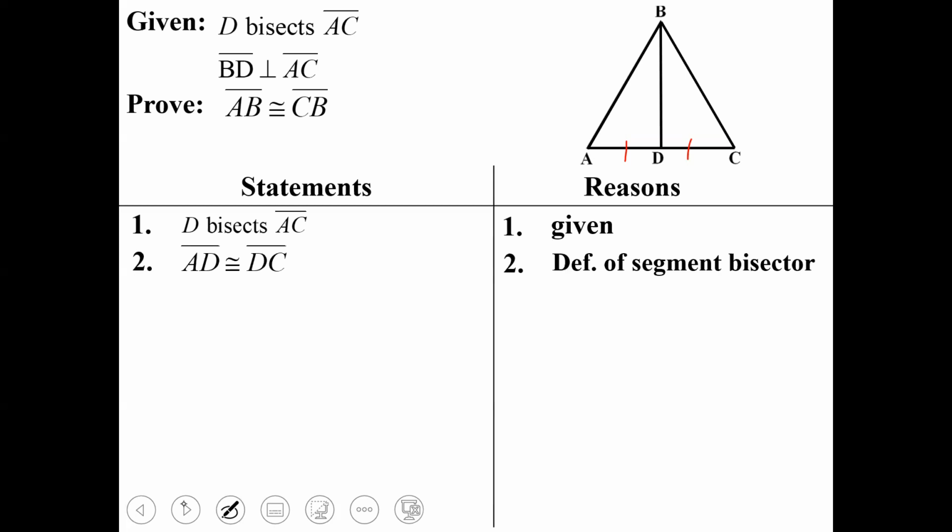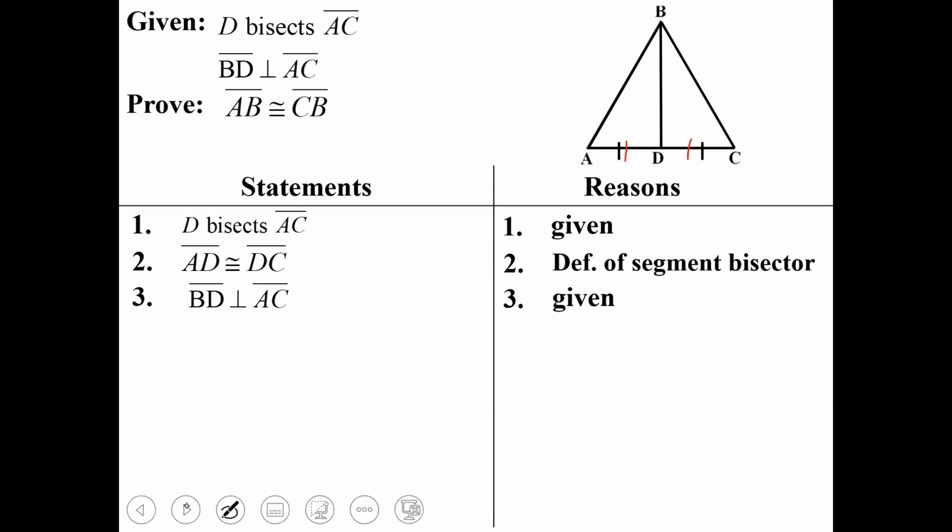Y'all, what do you think your third statement is gonna be? BD is perpendicular to AC, okay? Y'all remember, I told you. And what's your reason? I'm trying to move too fast, but it's given, okay? AD is perpendicular to AC. You just got it from right here, and that information is given.